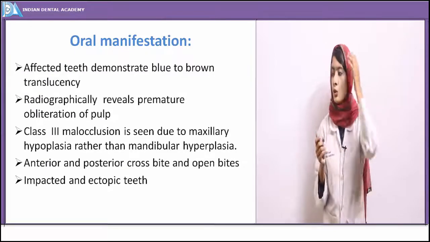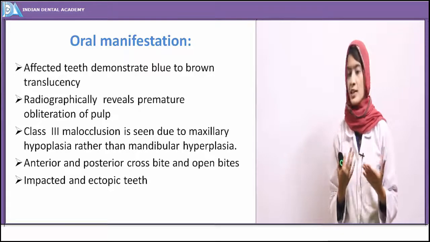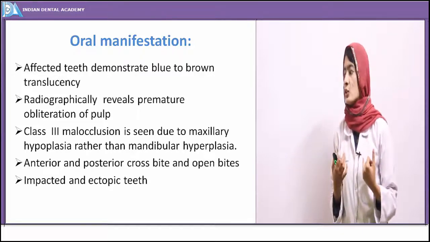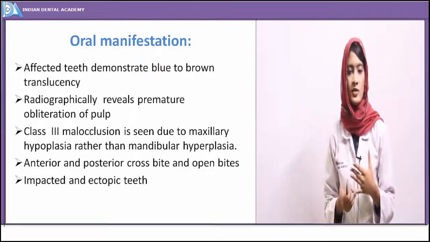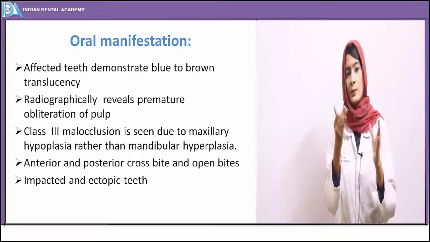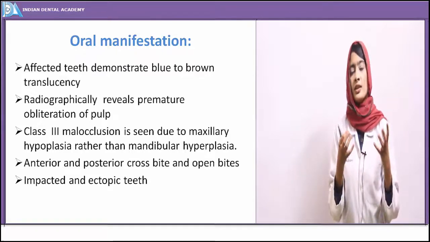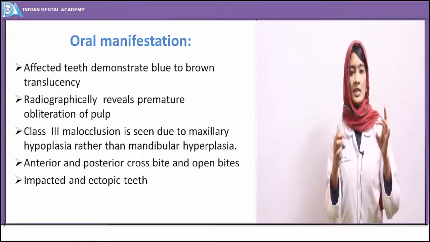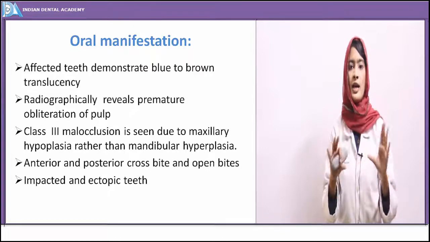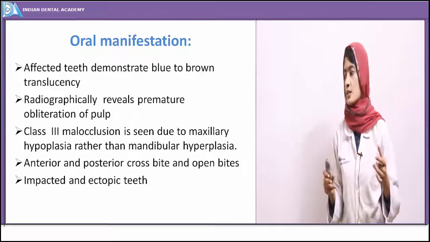So yeah, oral manifestations are that the affected teeth show blue to brown translucency. The radiograph shows premature obliteration of the pulp, and there will be micrognathia, right? Maxillary hypoplasia is seen. So the teeth give an appearance of a class 3 malocclusion, but there is no mandibular hyperplasia as such. Only the maxillary micrognathia is present.